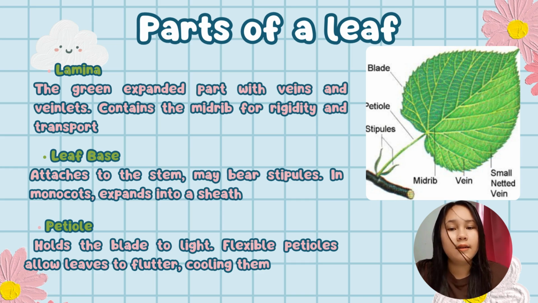Okay, in this slide, I'm going to explain the parts of a leaf. The first is the lamina. Lamina is the green expanded part with veins and veinlets, containing the midrib for rigidity and transport. Next, the leaf base. It is attached to the stem and may have stipules; in monocots it expands into a sheath. Next, we go to the petiole. It holds the blade to the light. A flexible petiole allows the leaf to flutter, cooling it.